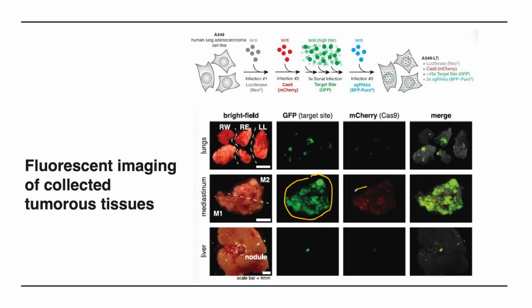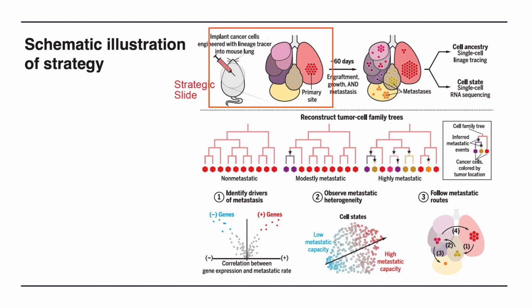Compared to target site expression, Cas9 is expressed lower, indicating that Cas9 may not be actively binding to all target sites in all cells in every generation. After they established the tracing system, they injected the engineered cells into the lung of mice. They injected 5,000 cells in each mouse, and they also sampled the cells before implantation.